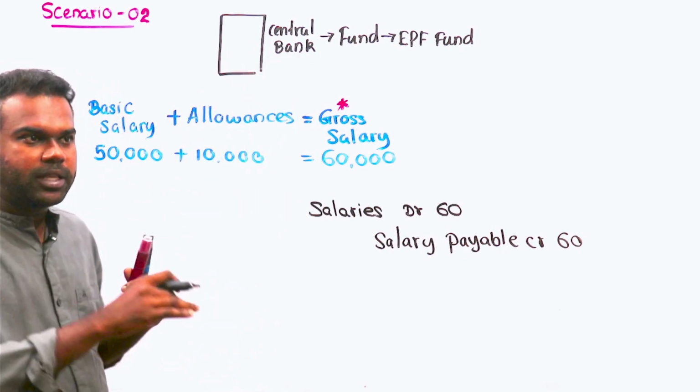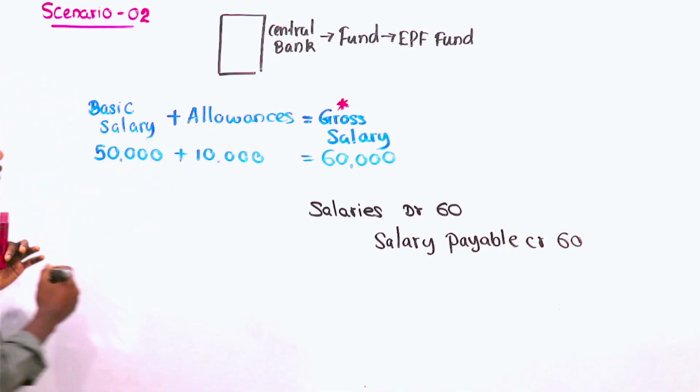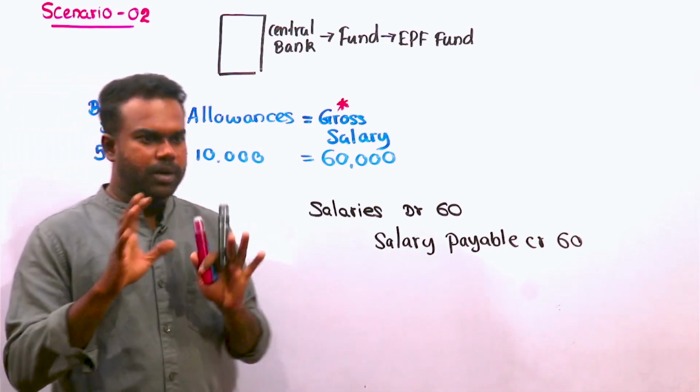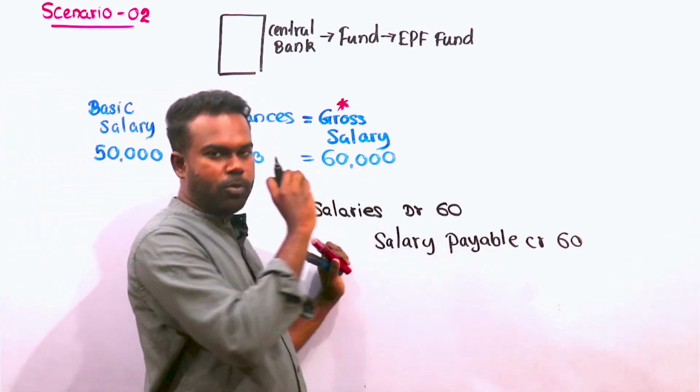Now the government tells the business, right? There are percentages, but I'll tell you the percentage value here. Now, the total payable balance to the employee, how much?